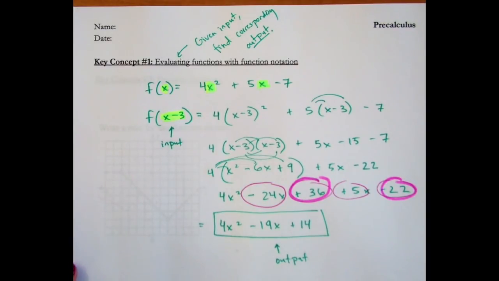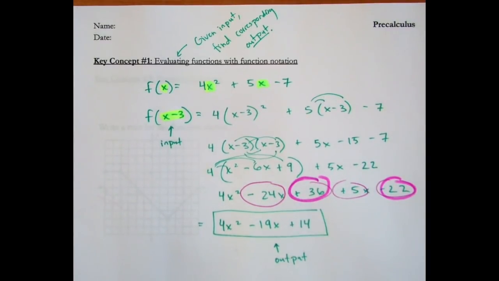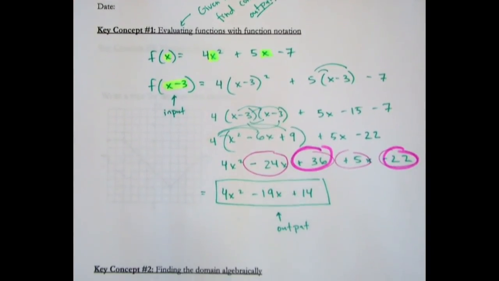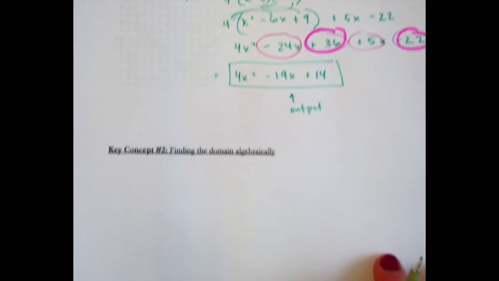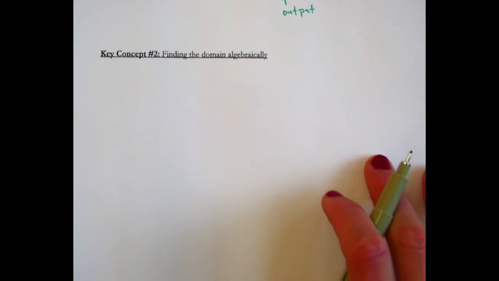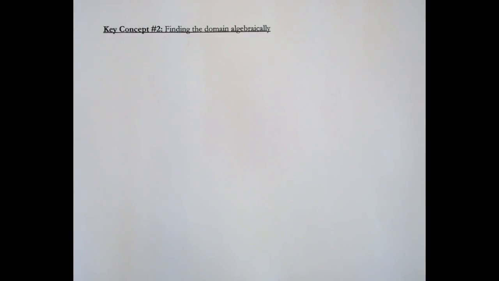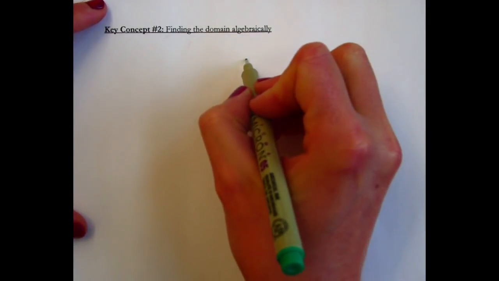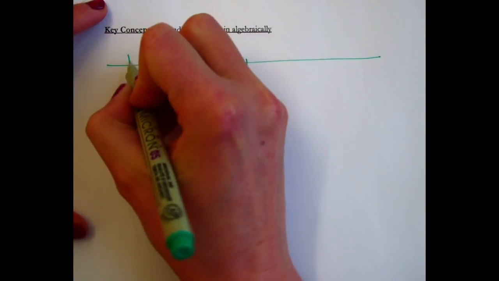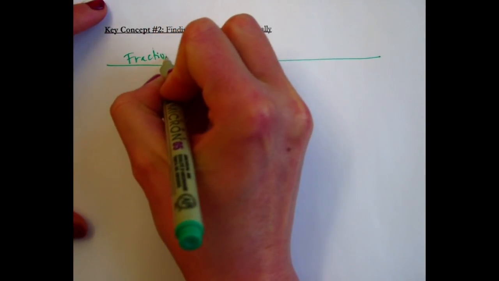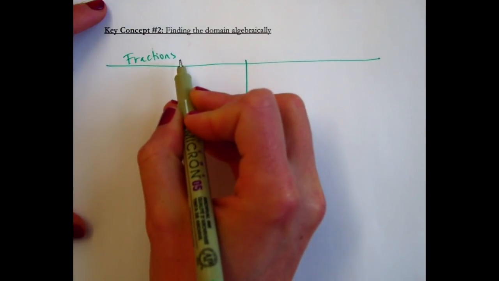Okay, number 2. This is one of the trickiest things on the test, finding the domain algebraically. So the first example I want to do, we're going to split into 2 categories of problems. One category is finding the domain of a function that involves a fraction, and one is finding the domain of a function that involves a square root.